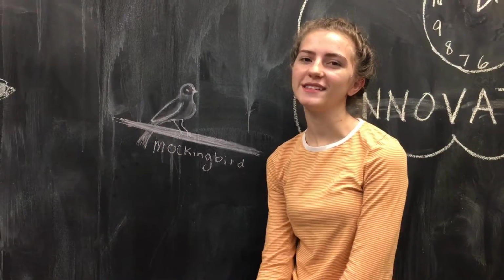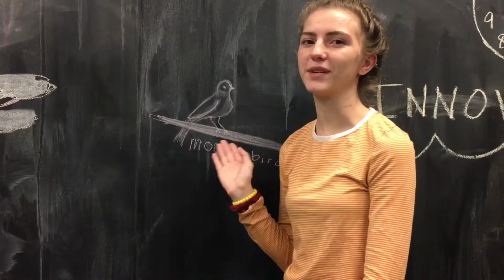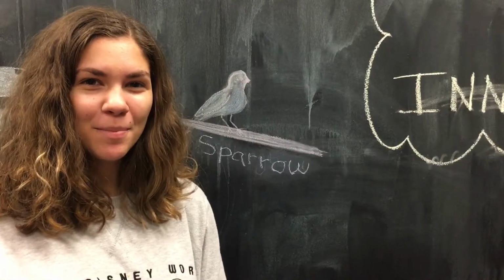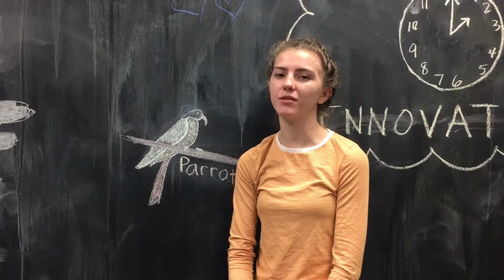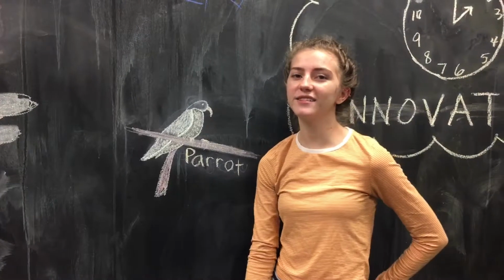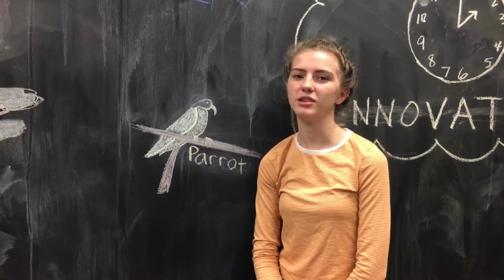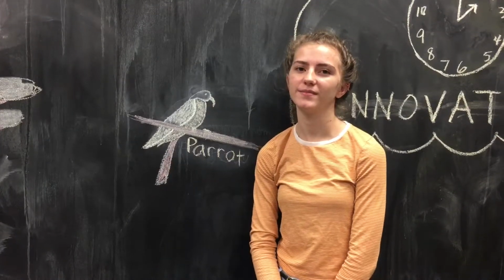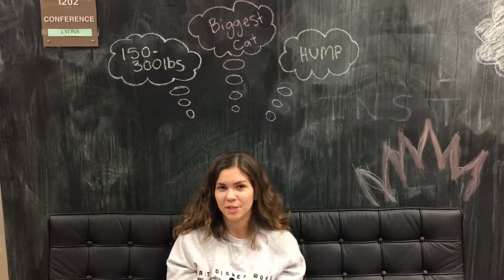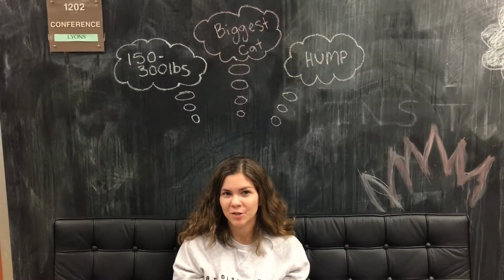This is a bird from the deciduous forest. It is a mockingbird. Sparrow is a common bird found in the grasslands. A common bird found in the tropical rainforest. They also have a curved beak which allows them to move around everywhere because they can use it as another leg. On your left, we have the white-tailed deer, which can weigh from 150 to 300 pounds.